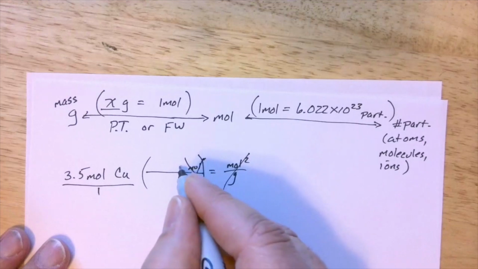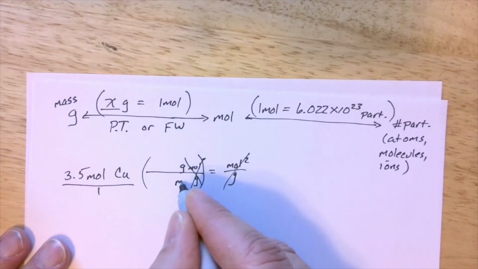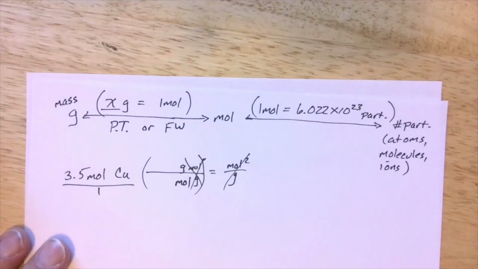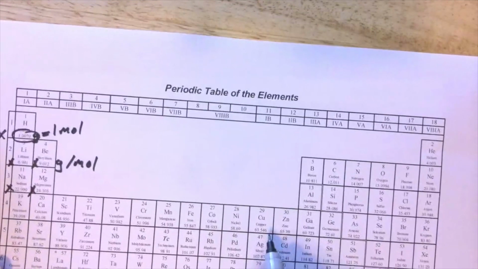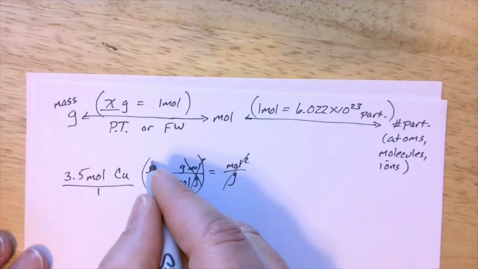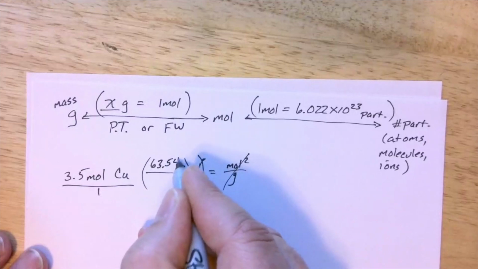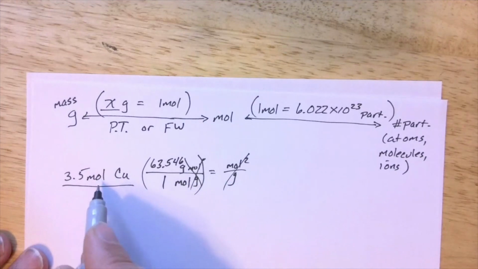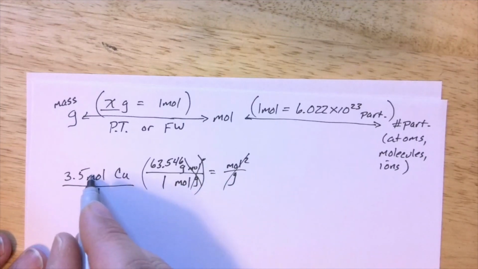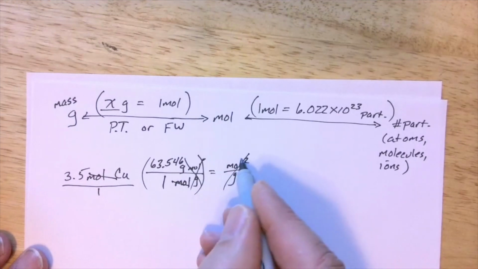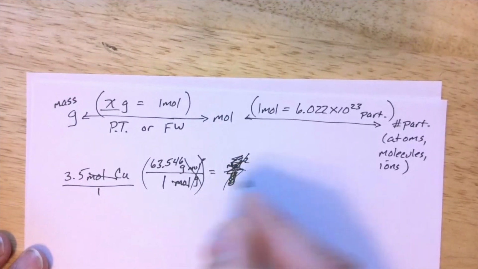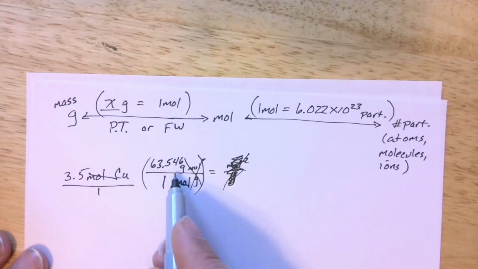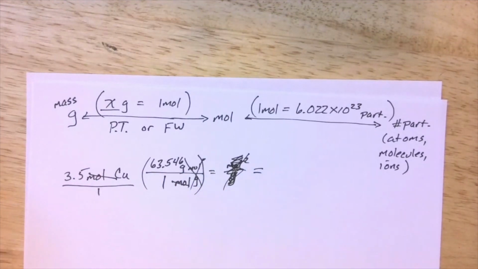So instead, we need a unit of grams over mole. The mass of copper is 63.546 grams for every 1 mole. If you look right here, mole is on top, mole is on the bottom, so moles will cancel out. So I'm going to take 3.5 times 63.546. And there's my calculator.